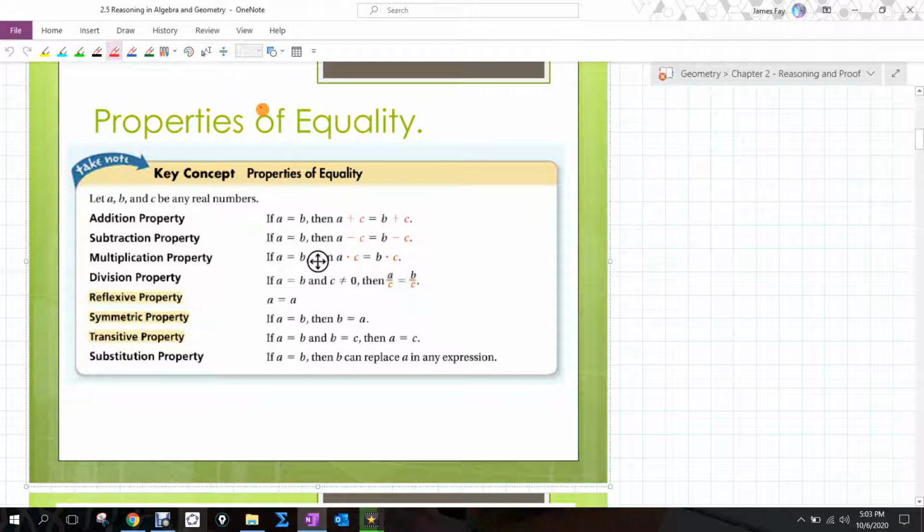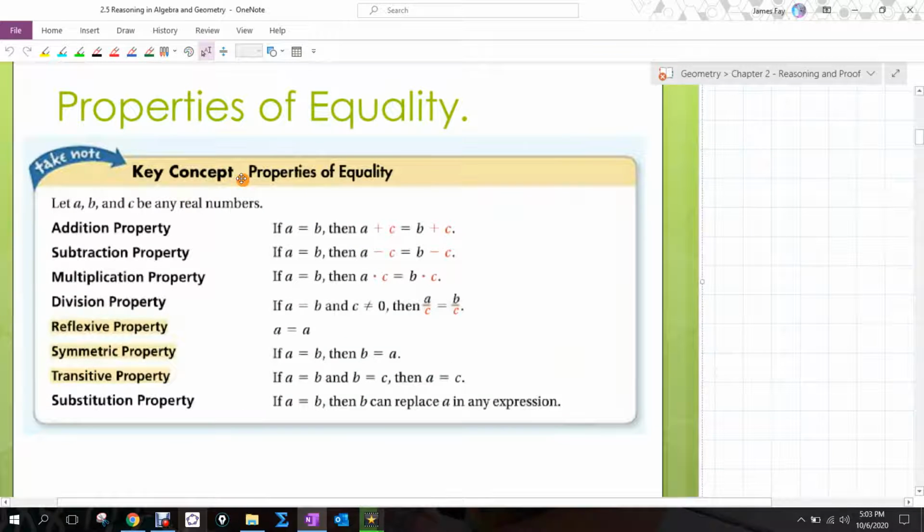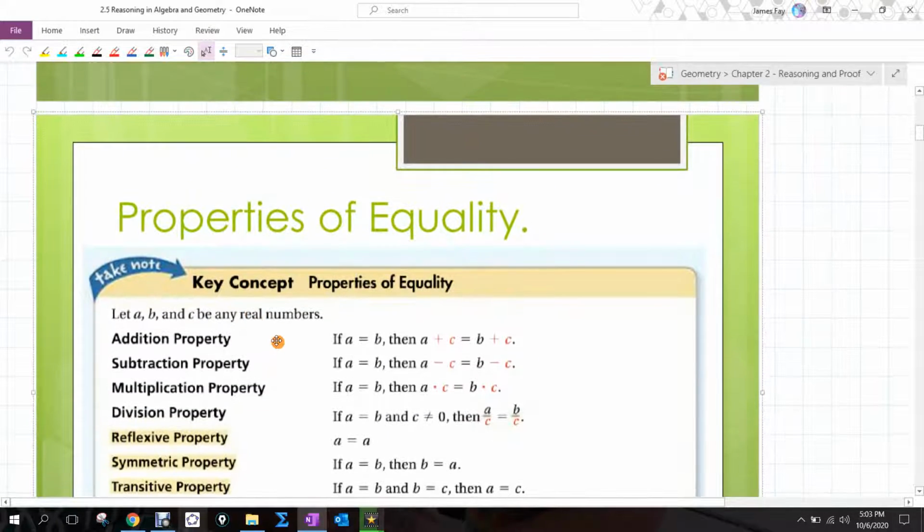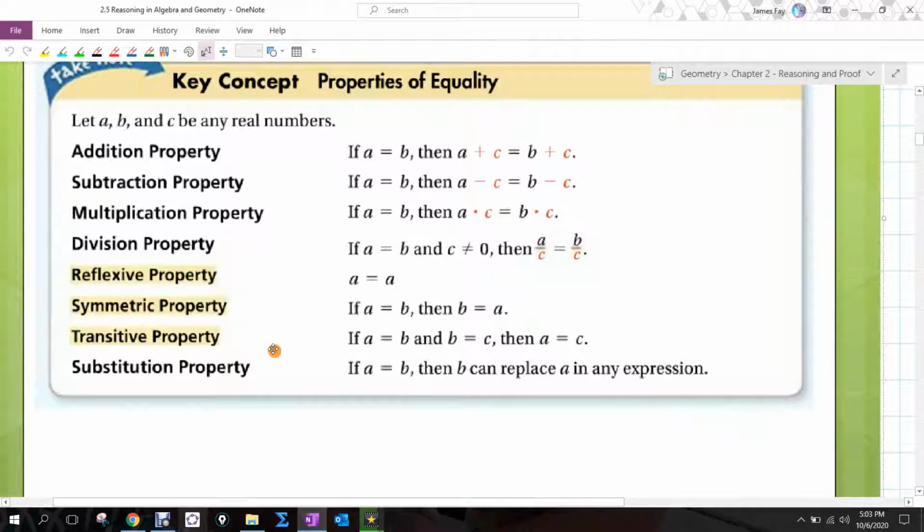And they're all provided with abstract variables and operators, but we can plug in specific values for A and B and C through these and show that these are legit properties and that they make sense. Your addition property says if A equals B, then A plus C equals B plus C. Well, if 3 equals 3, I have 3 here and I have 3 here, and I'm going to add C to both sides. So let's say C is some other number. Let's say it's 5.